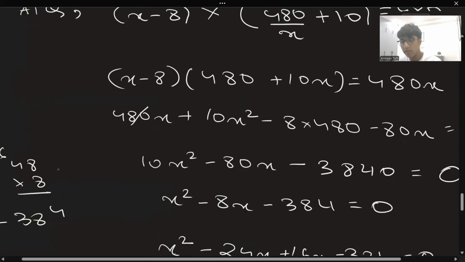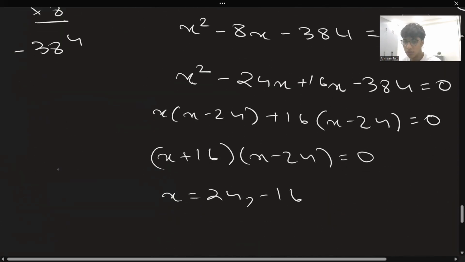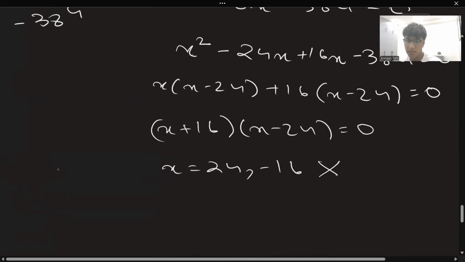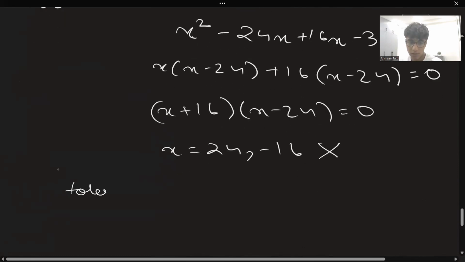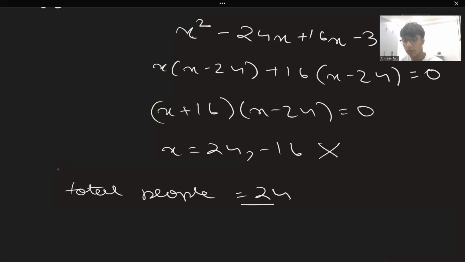Once again, can the number of people be negative? No. So you eliminate minus 16, giving a reason for that. So the total number of people, which we were asked to find, equals 24.